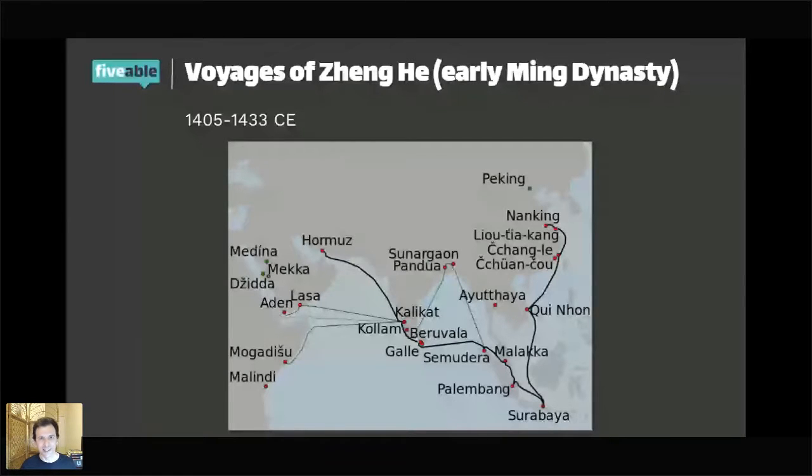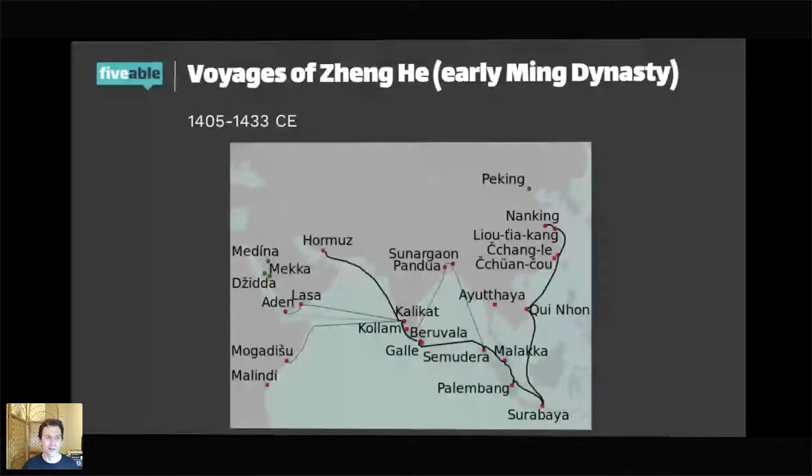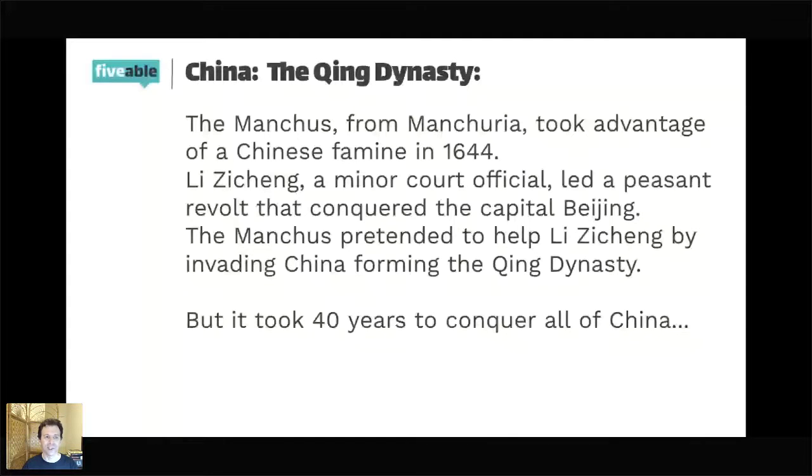But history took a change, as it often sometimes does. So let's keep moving on. We've got to get to our expansionistic empires. Now, we had a fun diversion, back to the Qing Dynasty. This is a Manchu dynasty from Manchuria. This is northeast China. It's a strong industrial area, and it takes advantage of a Chinese famine in 1644.